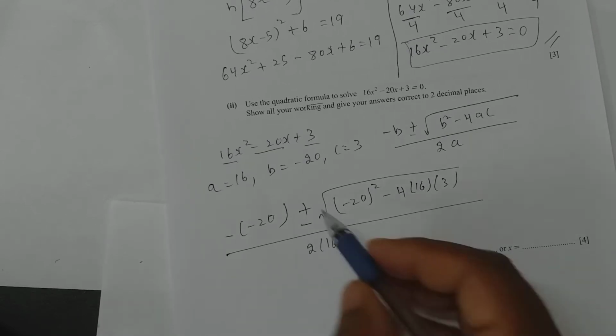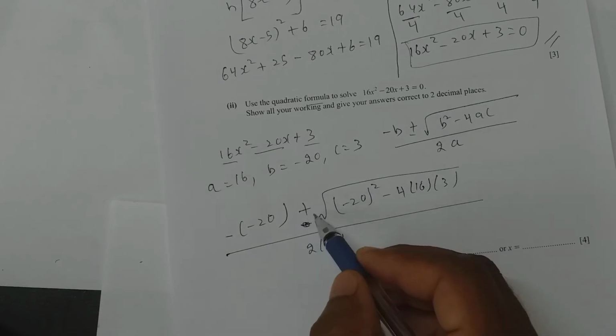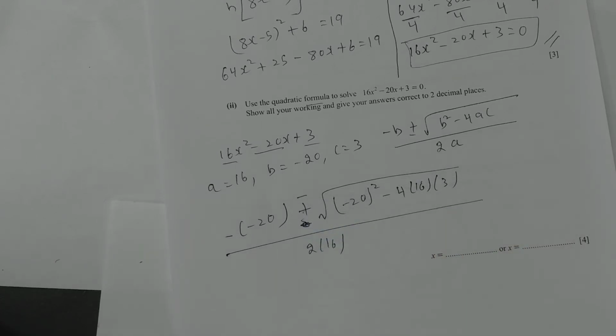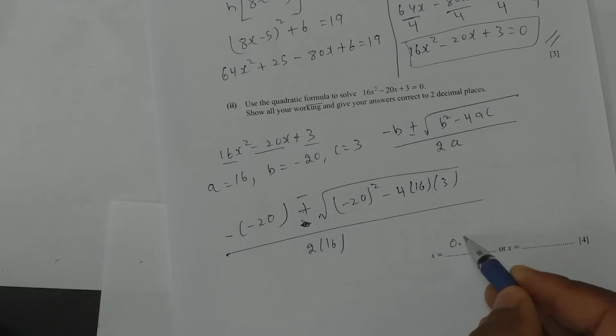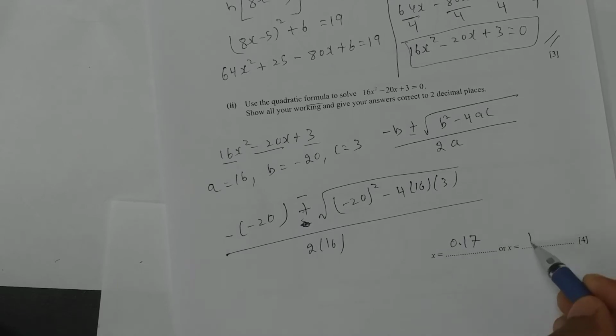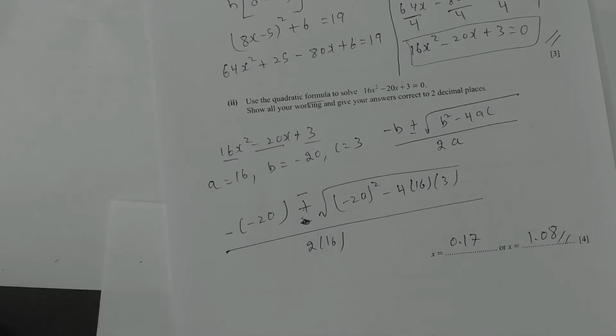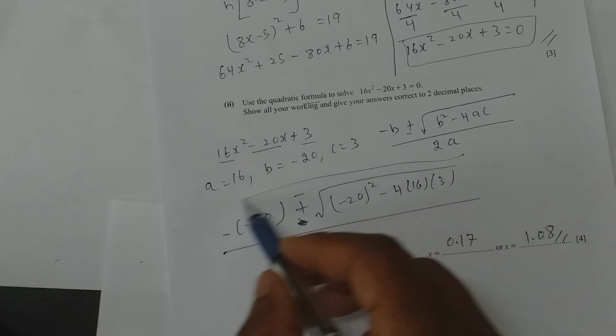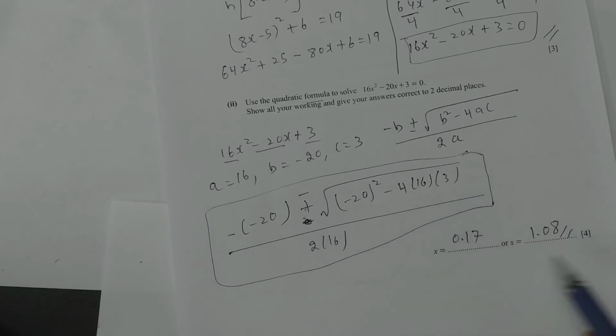So two values you get. One time you put here positive and the other time you place here negative. So the two values of x that you get after placing in calculator are 0.17 and 1.08. Okay, nothing, just write this formula and place this correctly in the calculator to get these values.